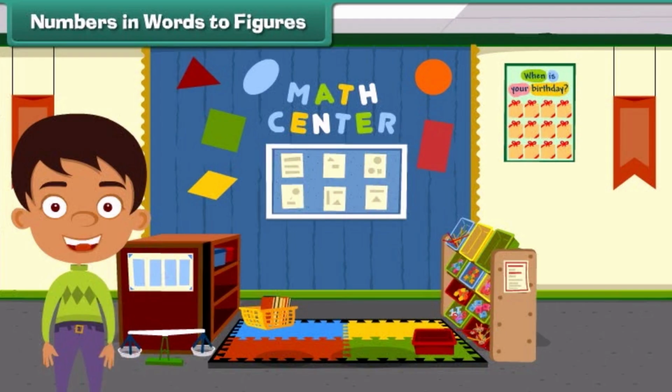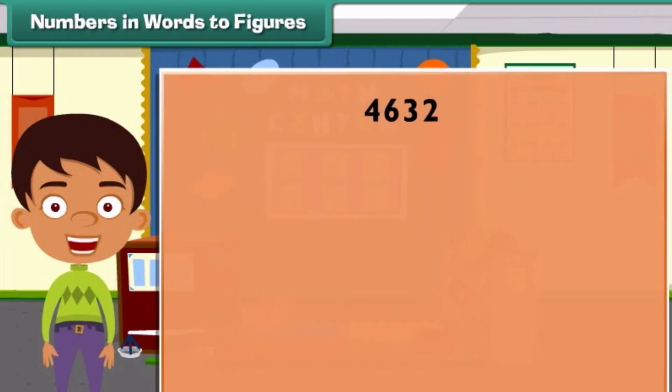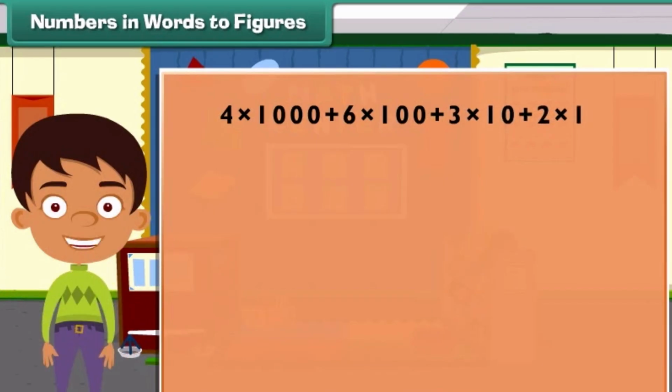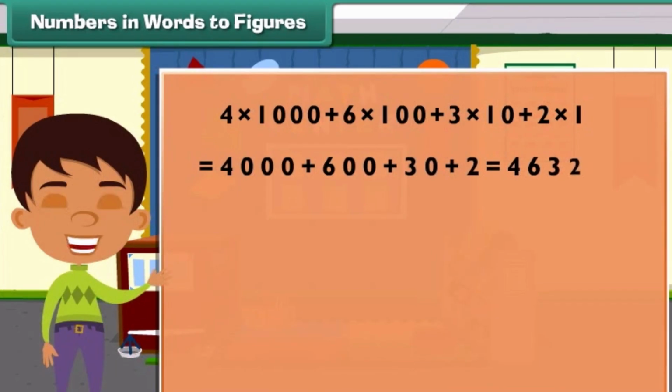Numbers in words to figures. Let us now translate numbers written in words into figures. Consider the number 4,632. The number in figures is 4 into 1,000 plus 6 into 100 plus 3 into 10 plus 2 into 1, which is equal to 4,000 plus 600 plus 30 plus 2, which equals 4,632. Let's try one more question.